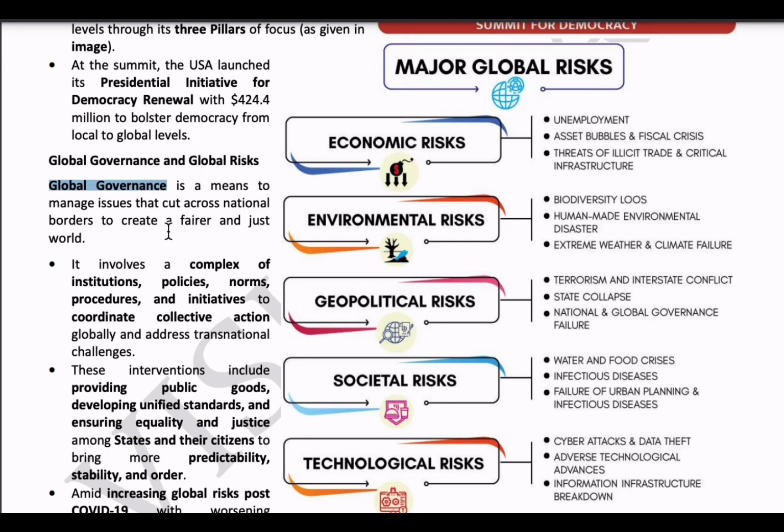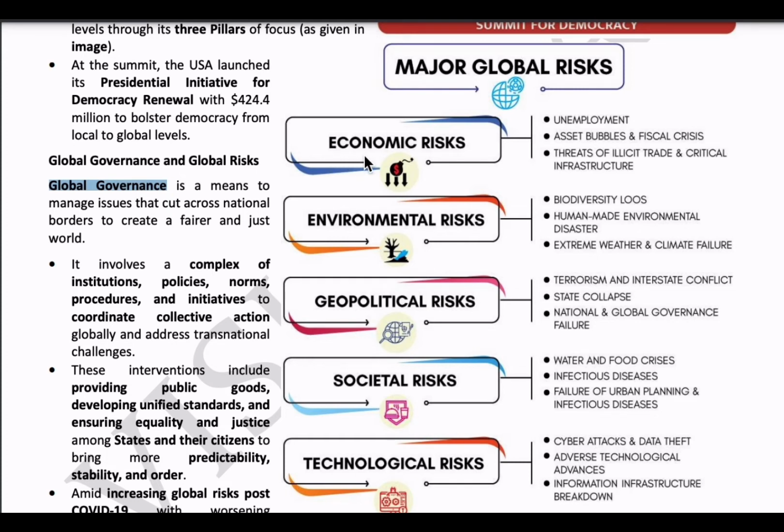What is democracy? Democracy means giving equal voting rights to every citizen, right? So implementing democratic principles globally means giving equal rights to every country. Is it clear, guys? Giving equal rights to every country, overall it will be like imposing democracy globally. Now look at this diagram of the major global risks.